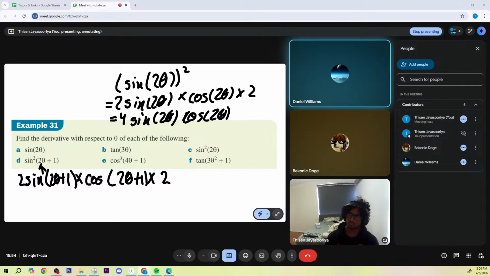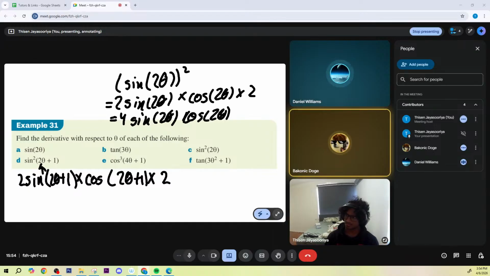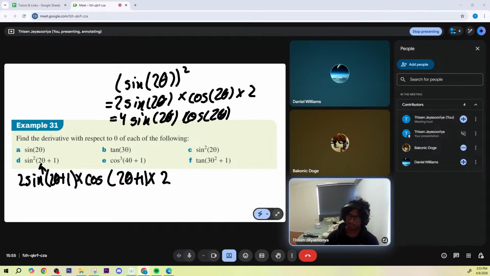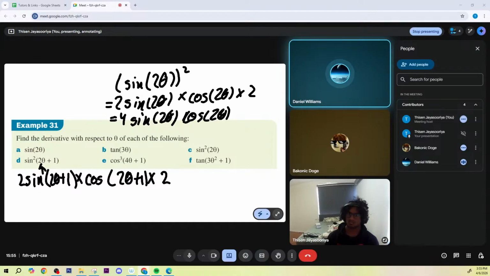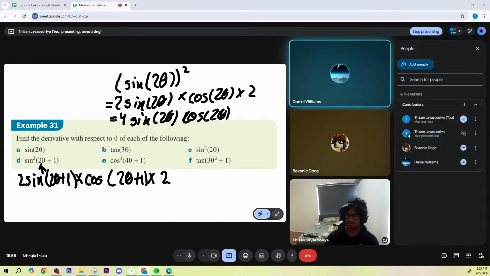No. What part? So two sine, say it again? Wait, hold on. I'm kind of beginning to get it. So you know how it says sine squared. So it just becomes 2 sine and then blah blah blah. Okay, I'm beginning to get that.